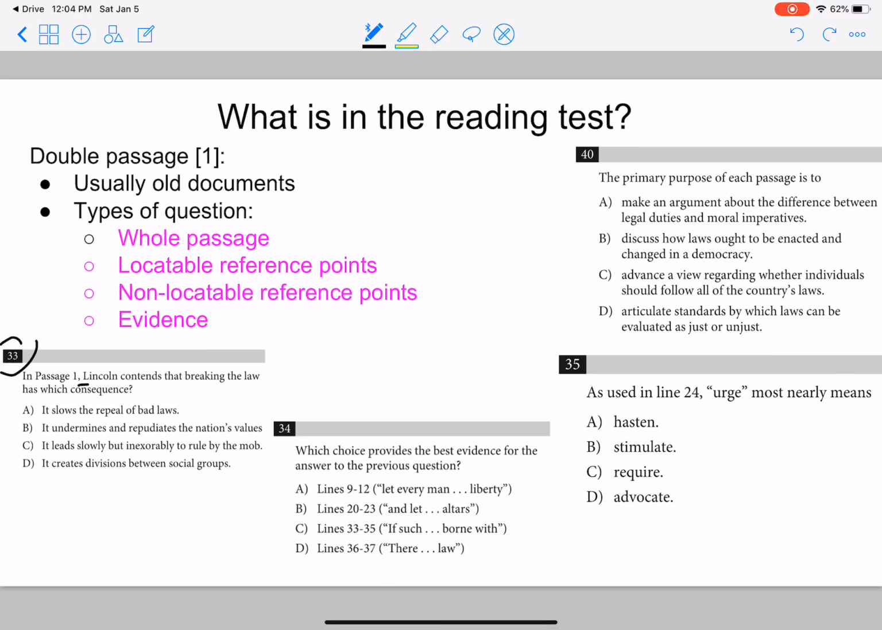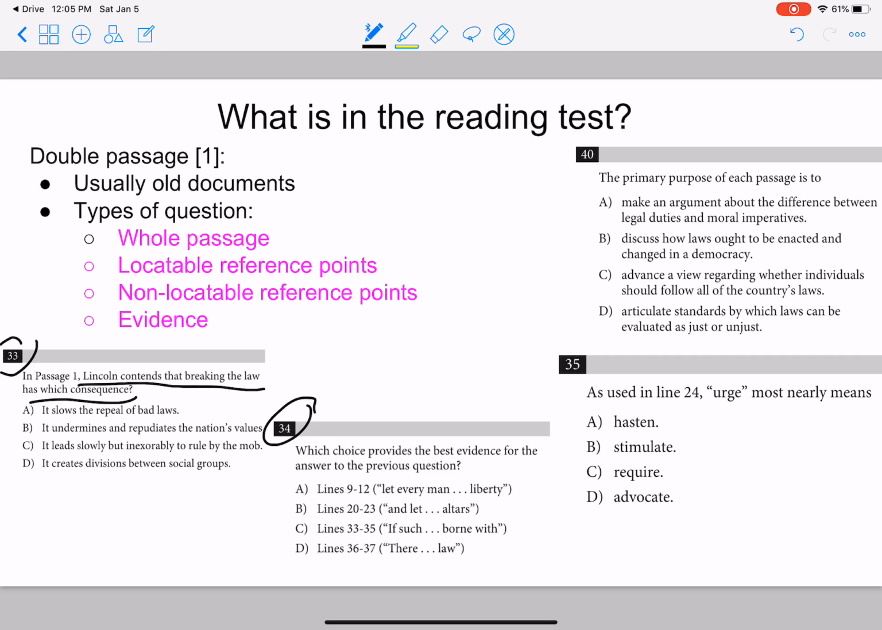It's non-locatable because it tells us a specific event in the passage. So it tells us the part where Lincoln contends that breaking the law has which consequence. There's going to be a specific point in the passage where Lincoln is talking about breaking the law, and it's going to say breaking the law leads to this or something like that. So that's the specific spot where the answer is going to be, but it doesn't tell us exactly where. It doesn't say line this or paragraph this. So it gives us an event that we can look for, but it doesn't give us a specific place. So non-locatable reference point there.